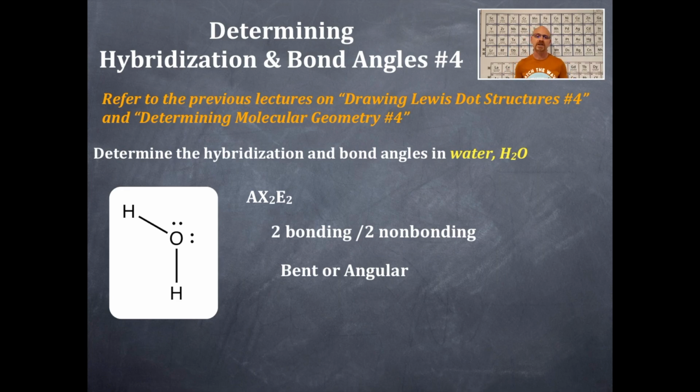In the lower left-hand corner, you should see the Lewis dot structure for water. And based on that, you should see that we have an AX2E2 for its generic structure, and then we have 2 bonding domains and 2 non-bonding domains. The name of the 3-dimensional structure is bent or angular, and I'm going to show that to you right here. This is for water.